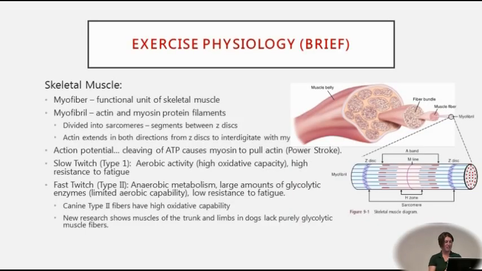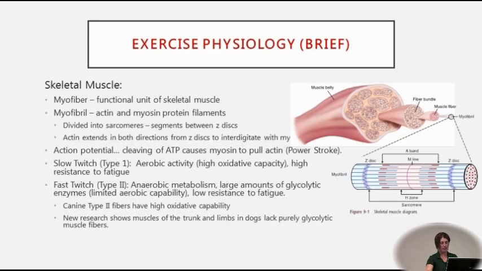But this is the basics of our exercise physiology, starting with skeletal muscle. So we'll go back to what is a muscle. The myofiber is the functional unit of skeletal muscle, and even smaller than that is the myofibril, and that's the actin and myosin protein filaments.